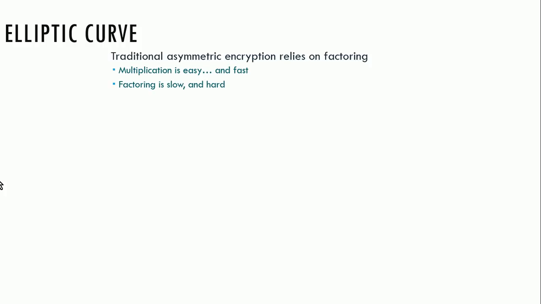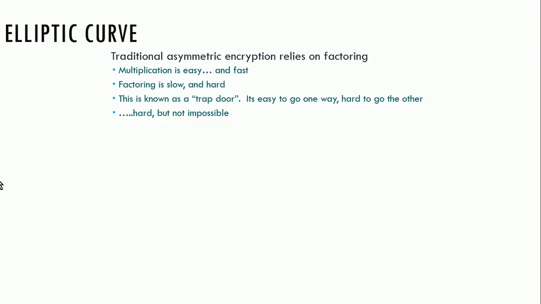It's slow. It takes a long time. And that's known as a trapdoor. It's easy to go one way, but very difficult to go the other way. So it's very easy to multiply, but very difficult to find the factors. So it's hard, but not impossible.